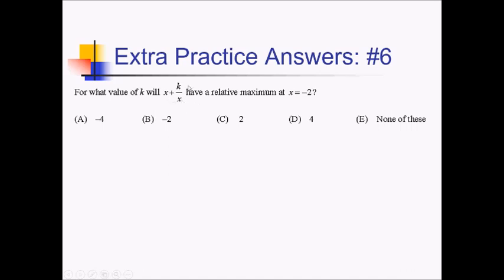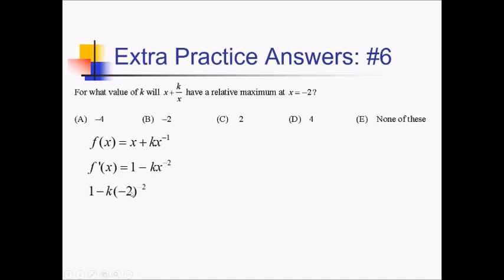First, let me rewrite this. I'm going to write this as f of x equals x plus kx to the negative 1, just to make it a little easier to take the derivative. And now f prime is going to be 1 minus kx to the negative 2. So there's my f prime. Now, when I plug negative 2 into this, I ought to get an output of 0 if I have a relative max. So let me go ahead and give that a shot.